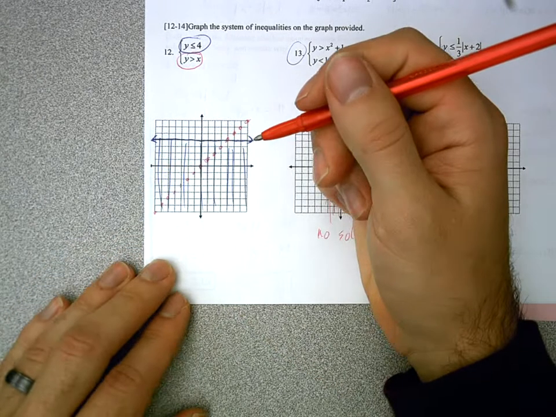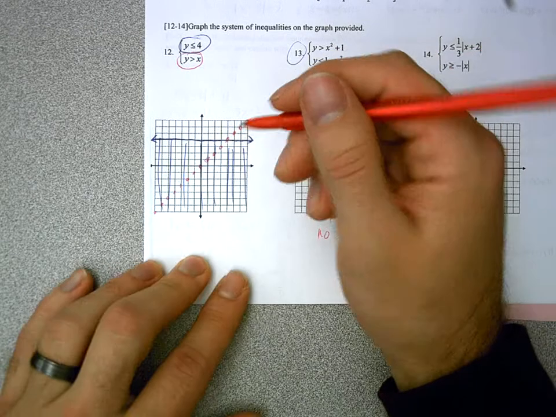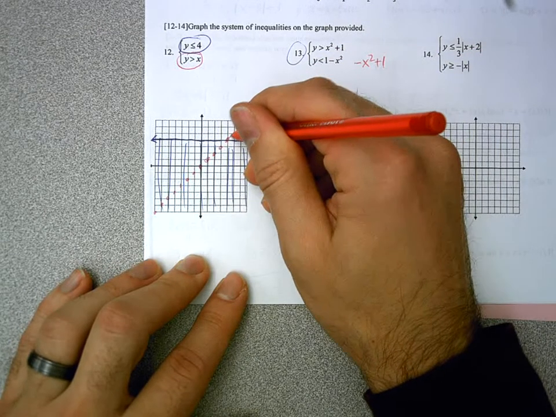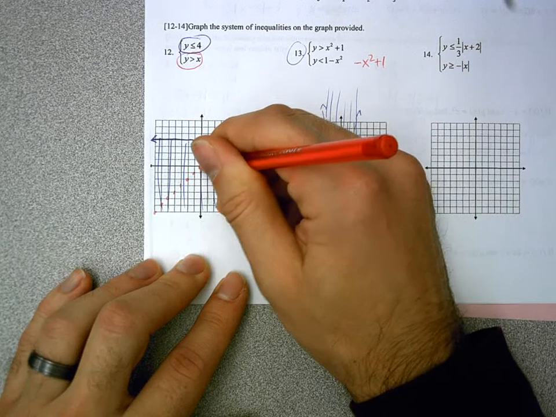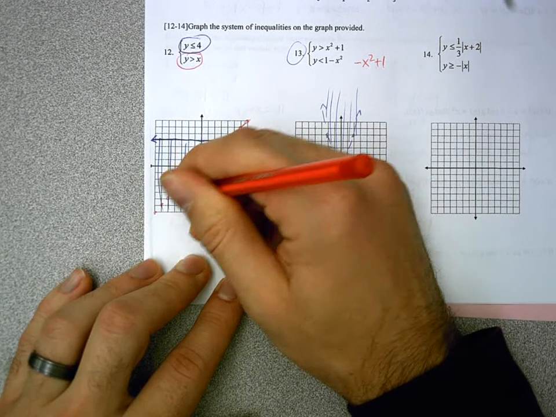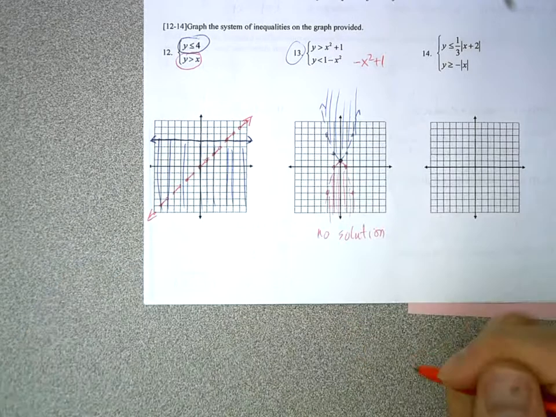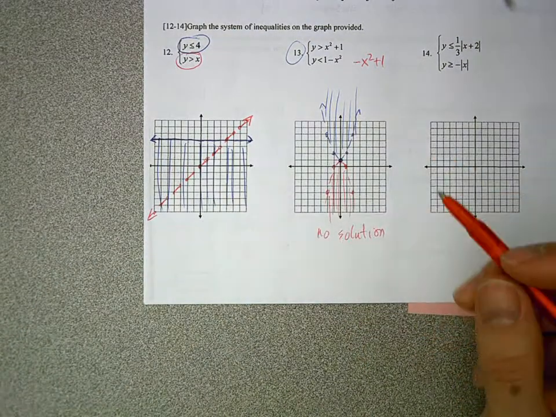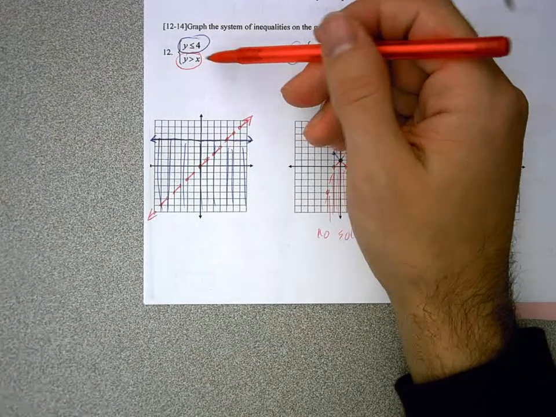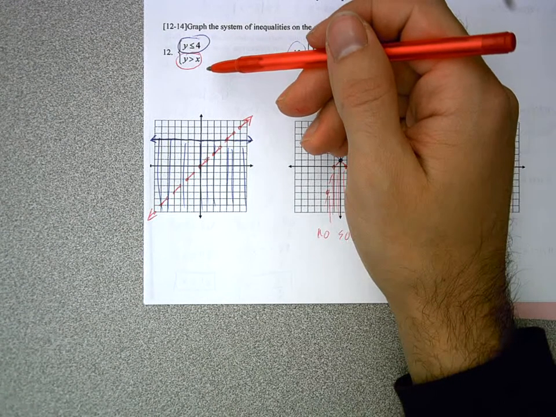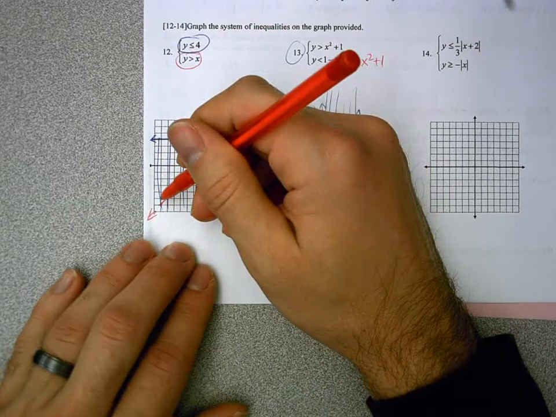This one, solid or dashed? Dashed line. So dash, dash. Like so. Y is greater than x. Okay? So I'm shading above here.